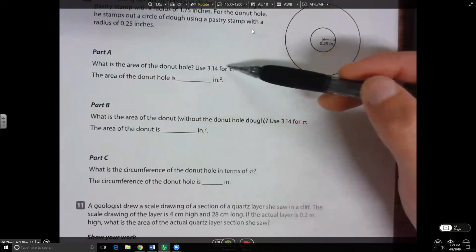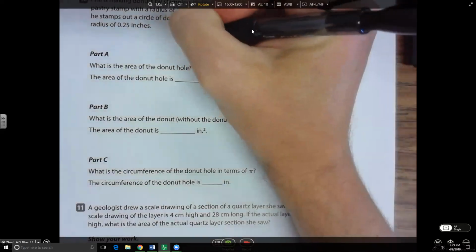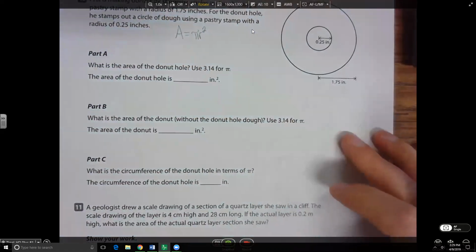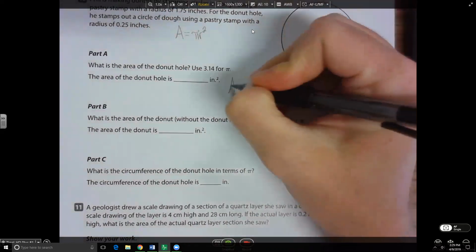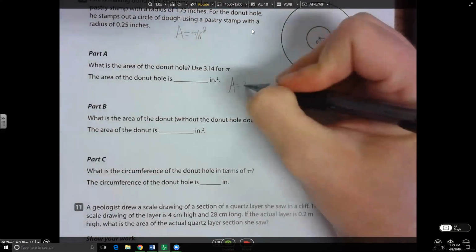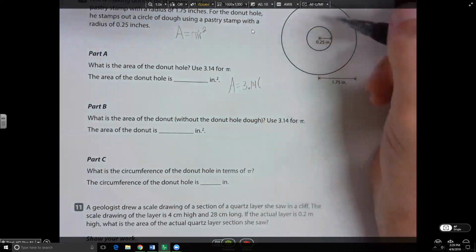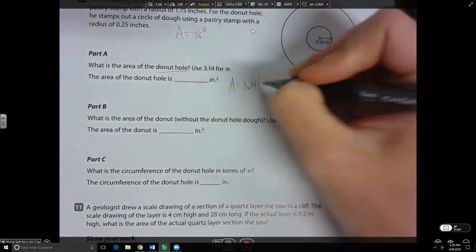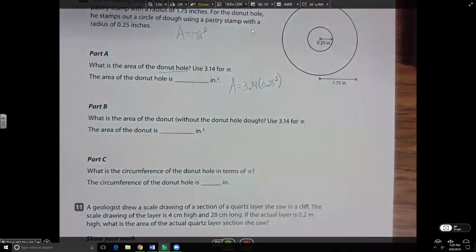Use 3.14 for pi. So my area formula for a circle is pi r squared. Okay, so if I'm looking at the area, I'm going to plug in the information that I know from my circle. So area equals pi, which is 3.14, times my radius. We're looking at the donut hole here, so the small circle is 2500, and we're going to square that number. And remember, squared means to multiply it by itself. So we're going to square 2500 first.